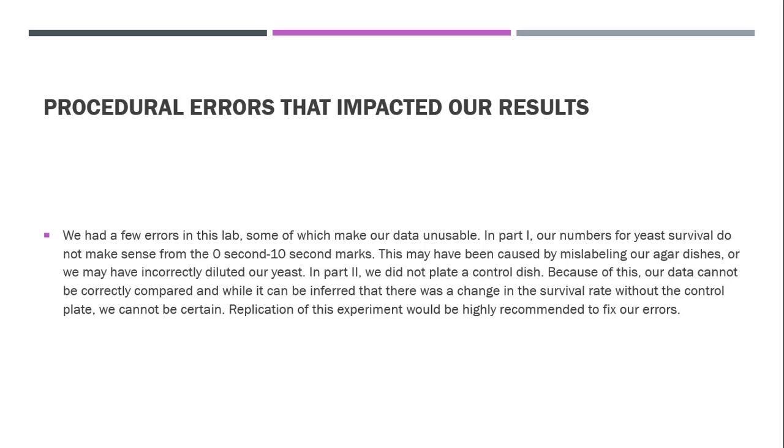In part 1, our number of yeast colonies surviving did not make sense for the correlating length of exposure to UV radiation. That could have been caused by mislabeling the agar dishes, or we could have incorrectly diluted the yeast. In part 2, we did not plate a control dish, which means that we could not accurately compare our data sets, and ultimately replication would need to happen in order to fix our errors.